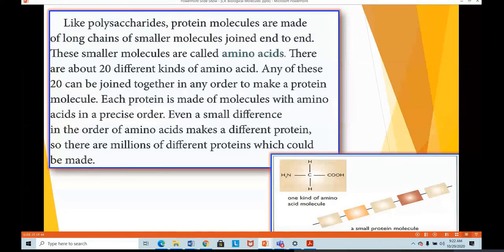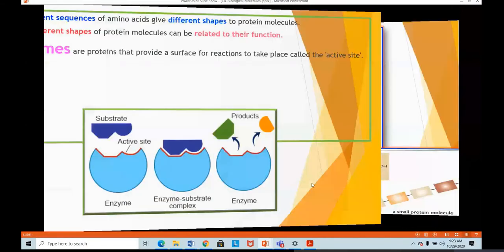Even a small difference in the order of amino acids makes a different protein. All right, so each and every protein has a unique structure, which defines even the function of that particular protein. So there are millions of different proteins which could be made. You can see one of the structures of the protein molecule over here, where you can see the presence of the amino group and the carboxyl group. So this is the structure of one of the protein molecules.